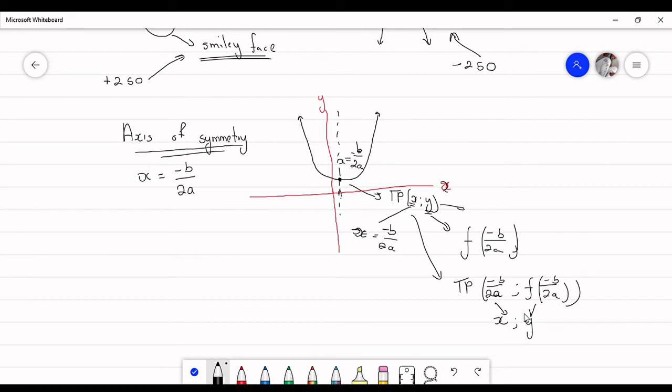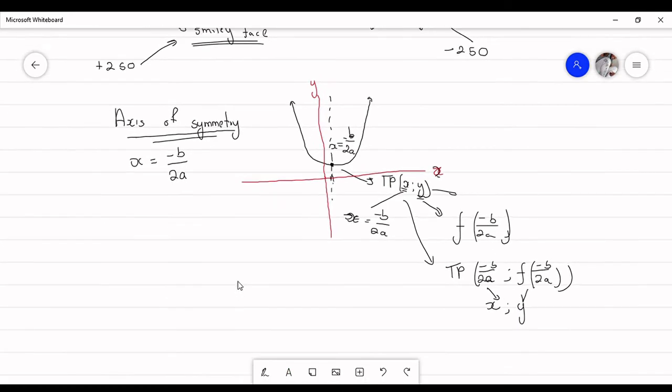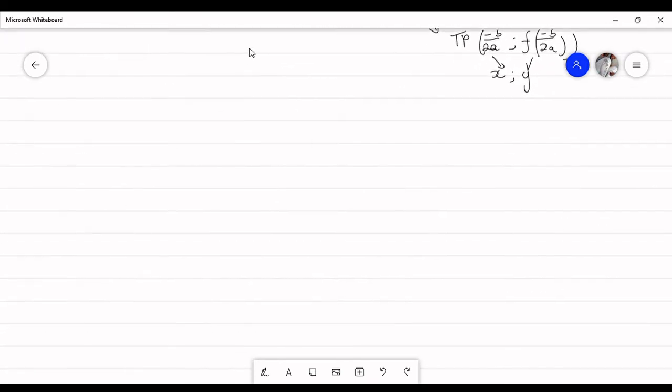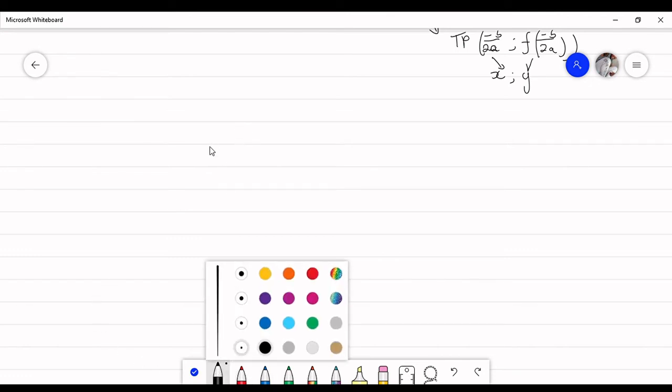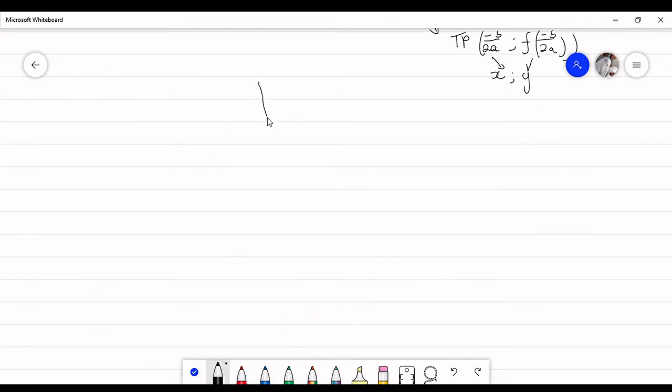So now let's look at restrictions. If you are having a function, your function can be, let's say I'm drawing my function here.